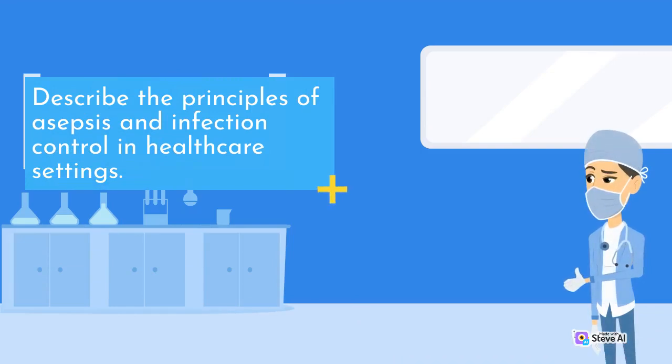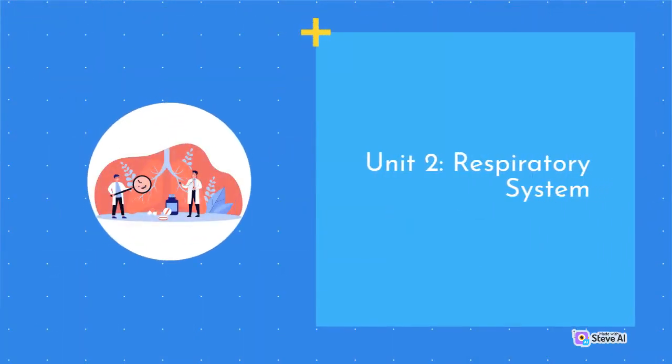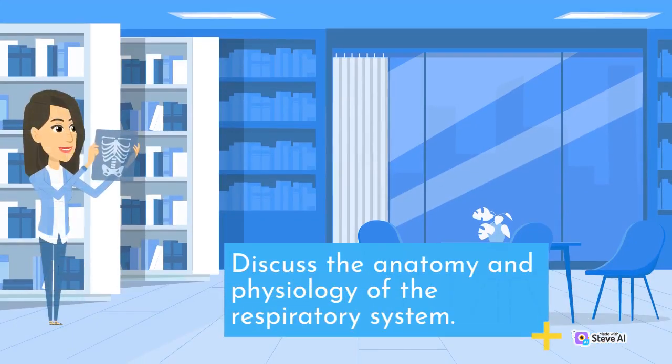Describe the principles of asepsis and infection control in healthcare settings. Explain the role of the nurse in promoting patient safety and preventing complications. Unit 2: Respiratory System. Discuss the anatomy and physiology of the respiratory system.